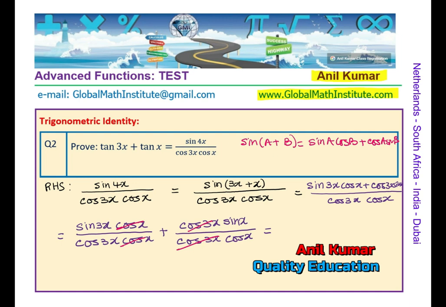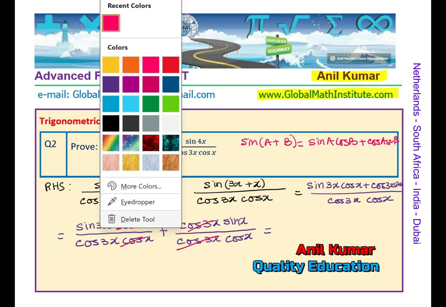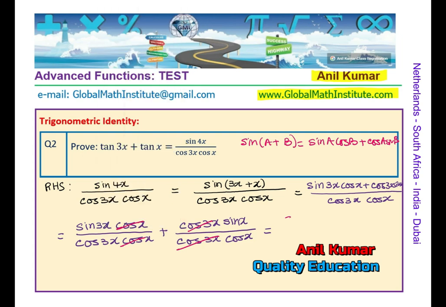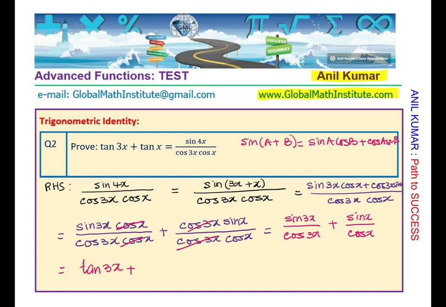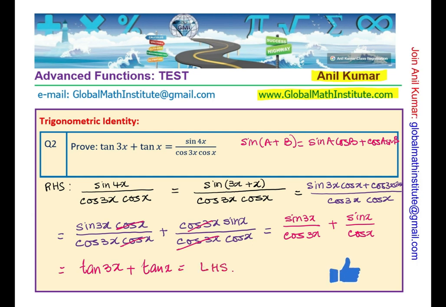And that gives us what? It gives us two terms, which can be written as sine 3x over cos 3x, and the other term is sine x over cos x. Sine over cos is tangent, and therefore we get our result tan 3x plus tan x. That is the left hand side. So since the right hand side is same as left hand side, we have proven the identity.